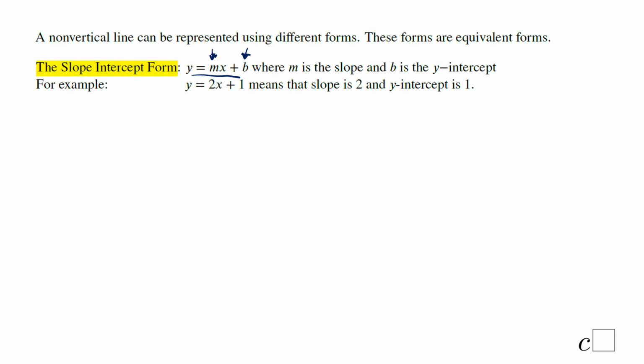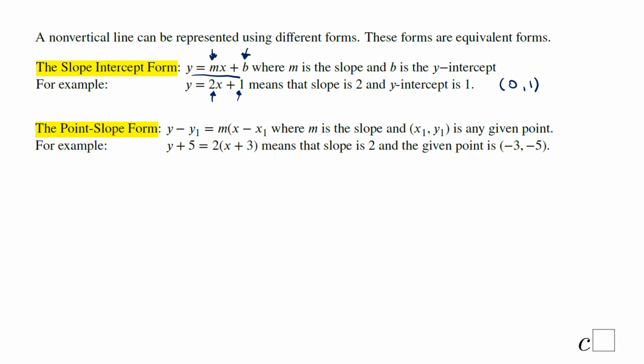So we have here an example, y equals 2x plus 1. That means the slope is 2, the first number, and the y-intercept is 1. Be sure that you also see that y-intercept as an ordered pair (0, 1). Sometimes that is very useful, especially if you graph.